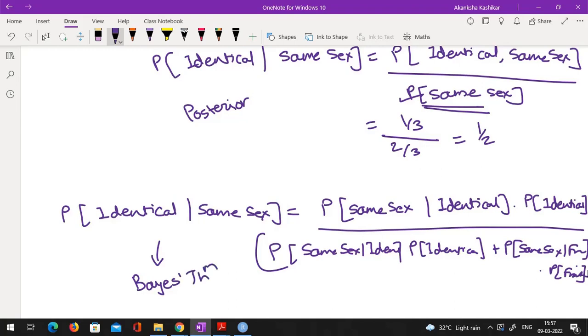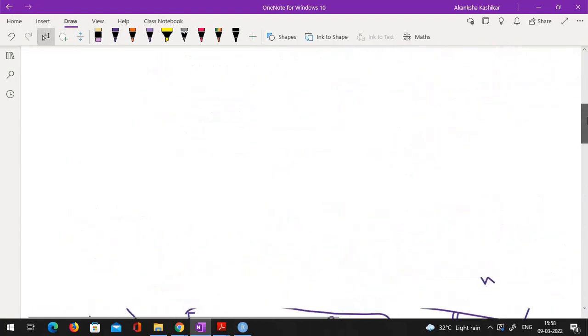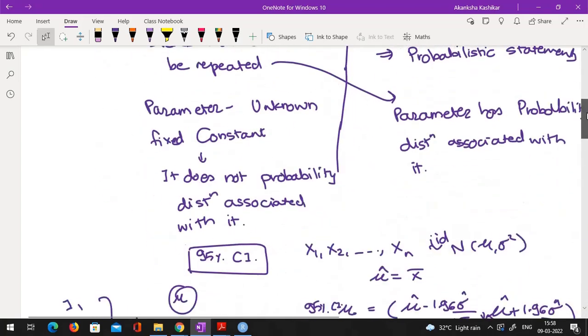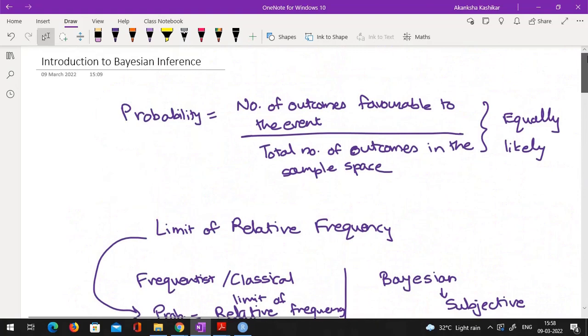You invert the conditional probabilities. A given Bi, you write as Bi given A into something, and then you add the similar thing in the denominator. That's why the name Bayes theorem. You have prior probabilities, you have the data with you, and you combine your knowledge from the prior probabilities and the data to get the posterior distribution. That is what Bayesian methodology tells us to do.